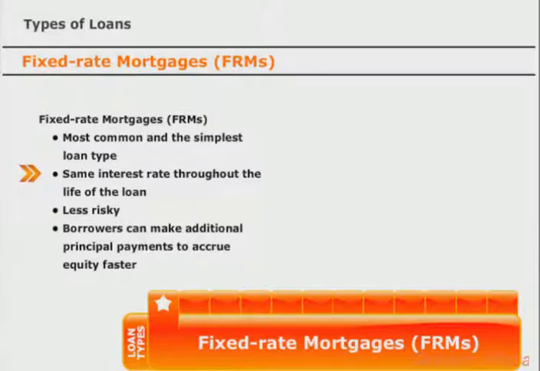An FRM maintains the same interest rate throughout the life of the loan and is great for those who anticipate keeping their houses for the foreseeable future, prefer to avoid risk, and don't expect any major increase in income. FRMs are the first choice of many risk-averse borrowers. If they can afford to, borrowers can make additional principal payments to accrue equity faster so that they can retire the loan sooner and thus pay less interest.